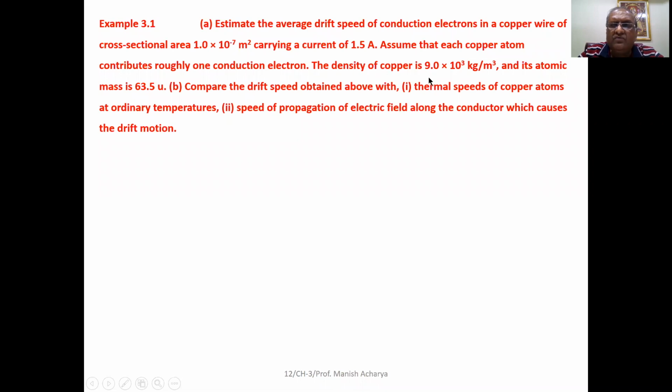The density of copper is 9 × 10^3 kg per m³ and its atomic mass is 63.5 u. B. Compare the drift speed obtained above with thermal speeds of copper atoms at ordinary temperature, and 2. Speed of propagation of electric field along the conductor which causes the drift motion.